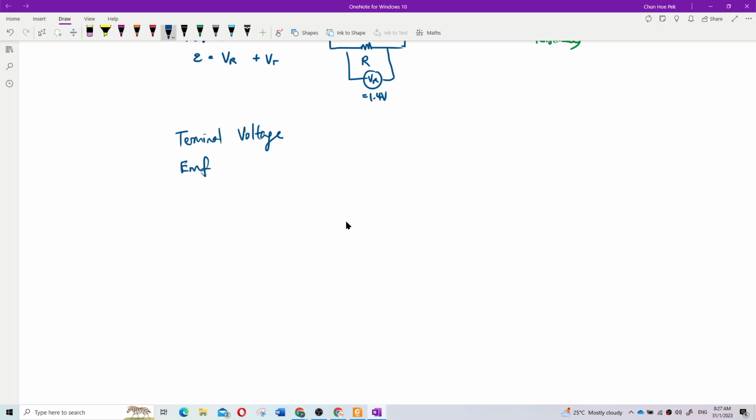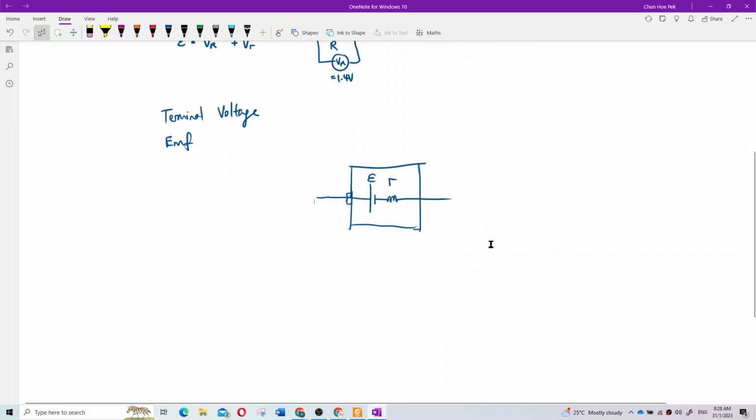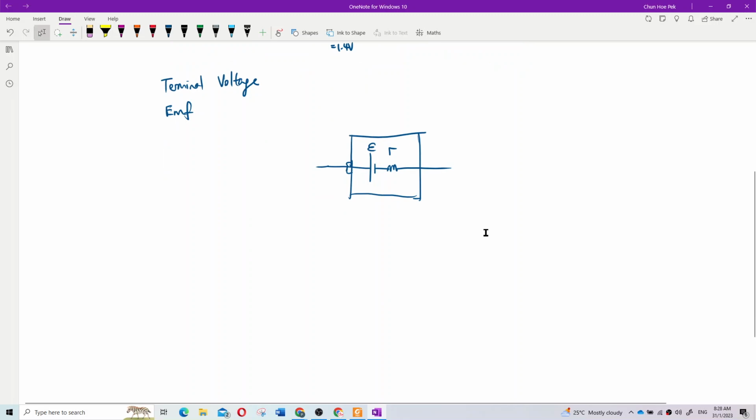Imagine you have a battery. It supplies EMF, but inside it has internal resistance. So you have a battery with internal resistance.